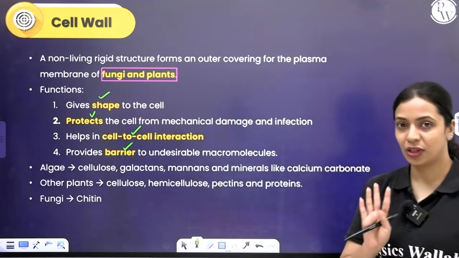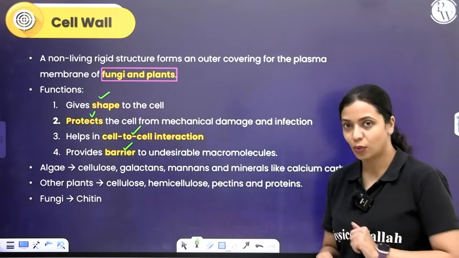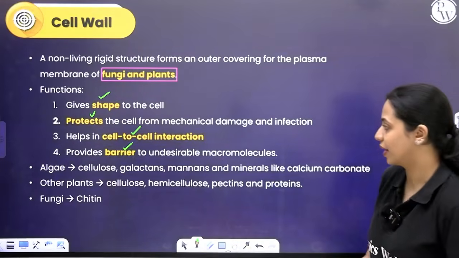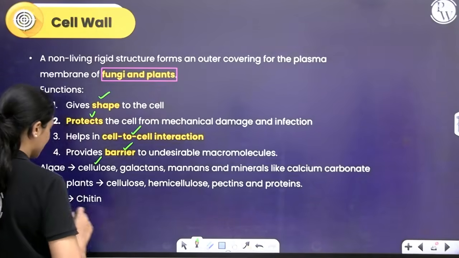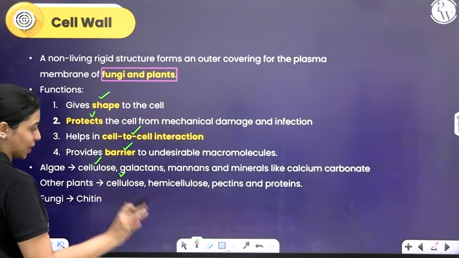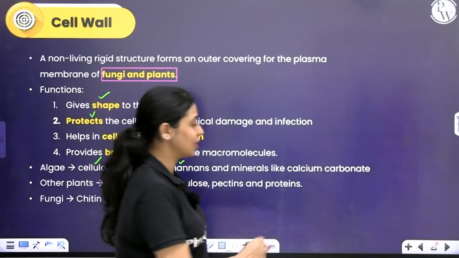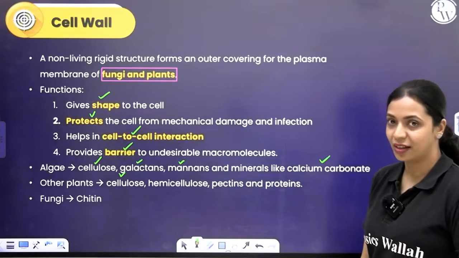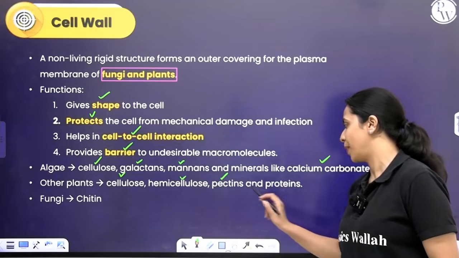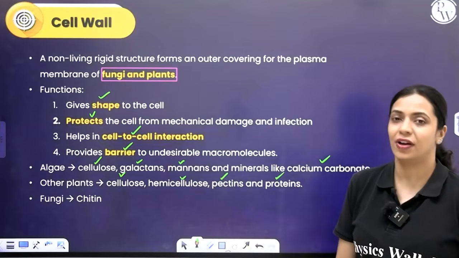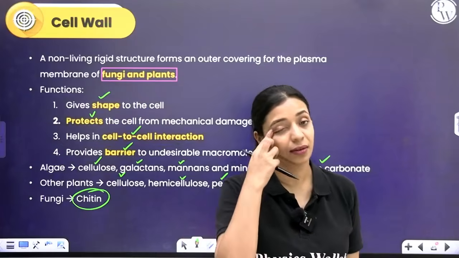Now, I told you that plants have cell wall, fungus has cell wall, right? What is the cell wall made up of? Is it the same in all these eukaryotic organisms? In algae, generally, it's made up of cellulose, of course. Algae or any plant, cellulose will be present. In algae, you can find galactans, mannans, and minerals like calcium carbonate. But in higher plants like bryophytes, pteridophytes, angiosperms, gymnosperms, you will find cellulose, hemicellulose, pectin, and different types of proteins. In fungi, it is a characteristic feature that the cell wall is composed of chitin. We've learnt about it in biological classification, right?